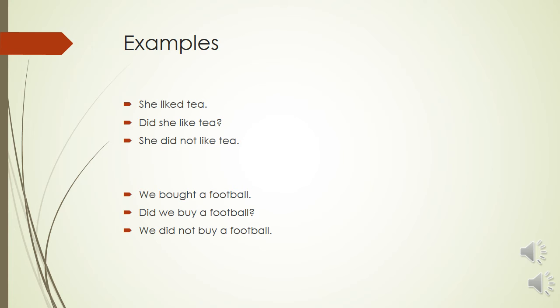In the second example, we have: we bought a football. Did we buy a football? We did not buy a football. So again, in the first sentence we have the second form of verb, that is bought, and in the interrogative and negative types we are writing did and we are writing the first form of verb, that is buy.